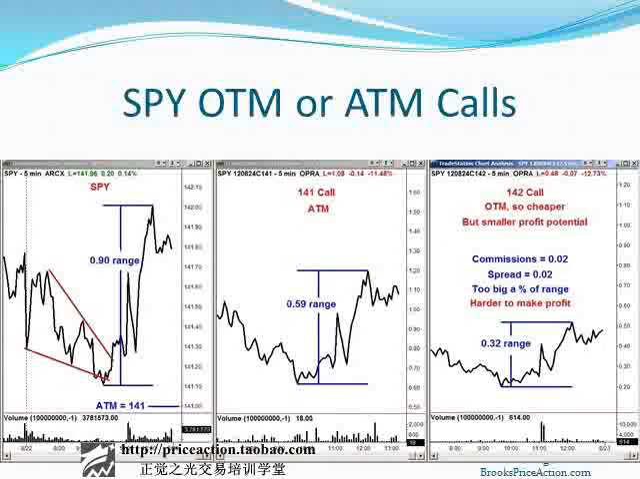On the other hand, if you have a 60-cent range, 59-cent range, it's much easier to make a profit. You buy down here around 70, you sell up here for around $1, and you can make 30 cents on a good move.